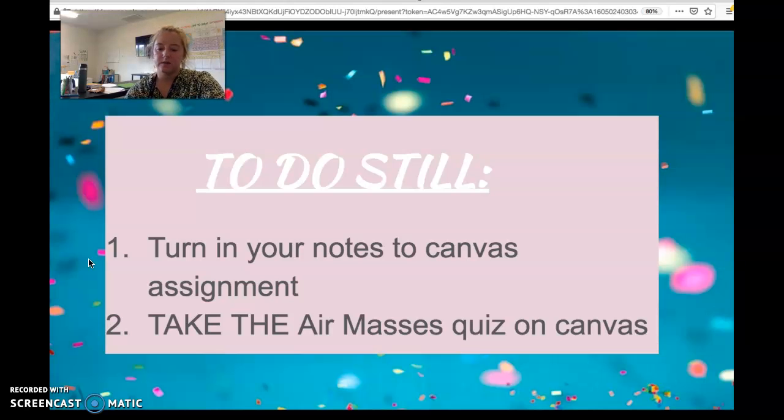And then you also have to take that air masses quiz on Canvas. Again, two questions. One of them is matching, so I'm going to ask you to label some of these air masses and where they form. And then I also have one question for you about the weather conditions that are associated with the air masses. But that is all you have to do today.